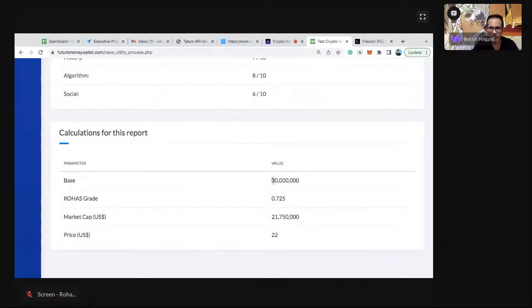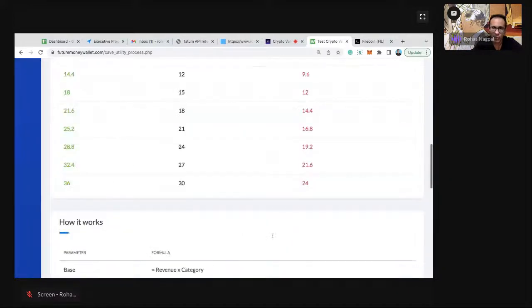Now, in this example, we got the base as 30 million. We got the grade as 0.725. The maximum grade a project can get is 1. But obviously no project really gets a full one, so you obviously have some discounting here. Then when we multiplied these two numbers, we get 21.75 million. When we divide that by the circulating supply, we get a prediction of 22.